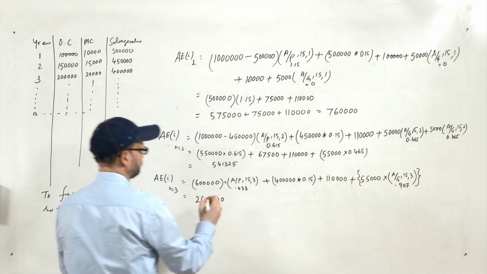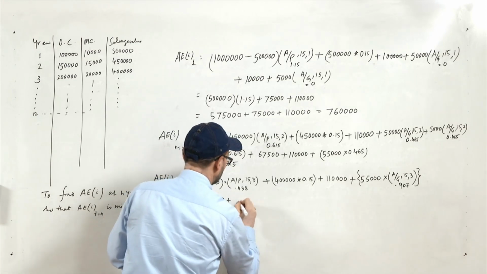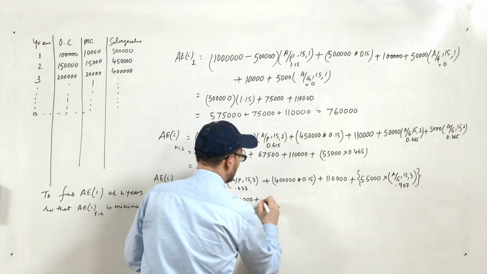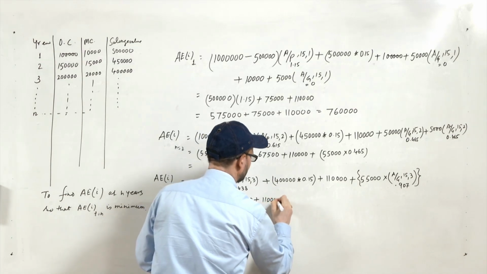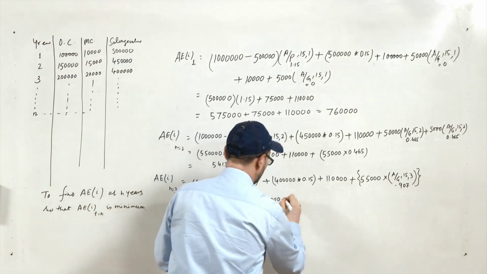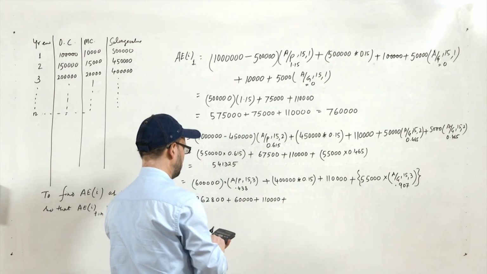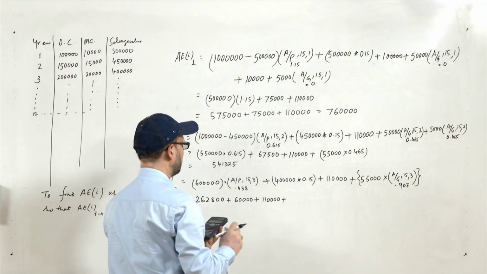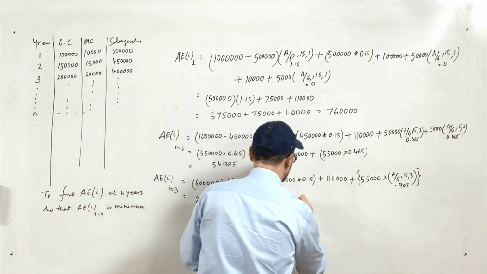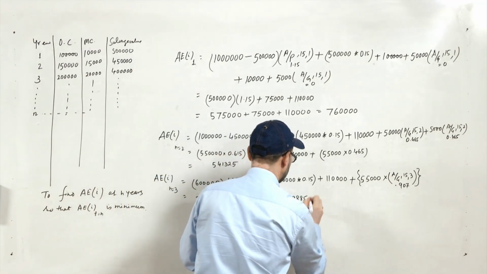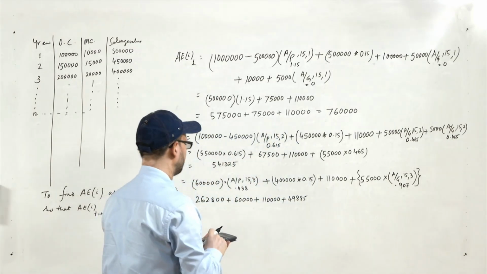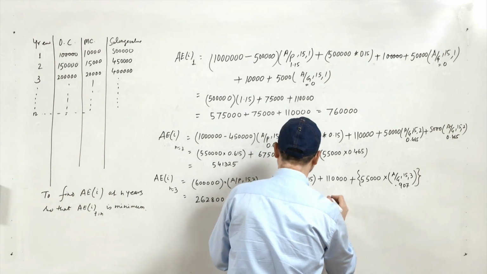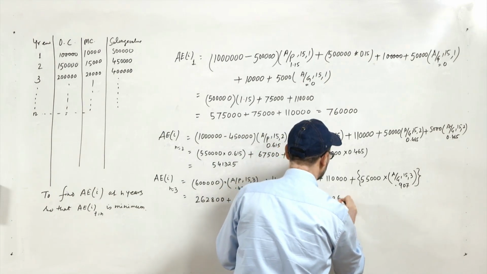262,800 plus 60,000 plus 110,000 plus 49,885. So, it is coming out to be 482,685.